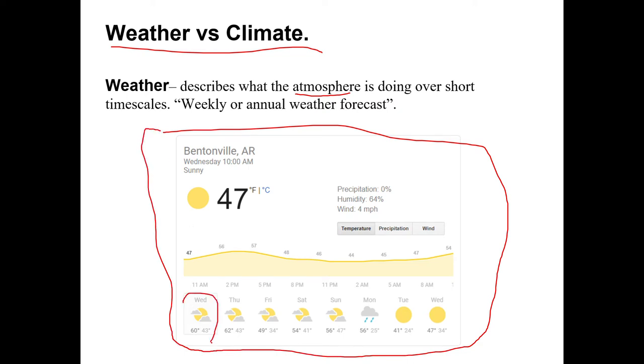It tells me what's happening on a daily basis. You click on these things and it'll tell you what's happening per hour, and then we try to forecast later out into the week. This is the weather. It's basically what it's doing outside right now or in the very near future.